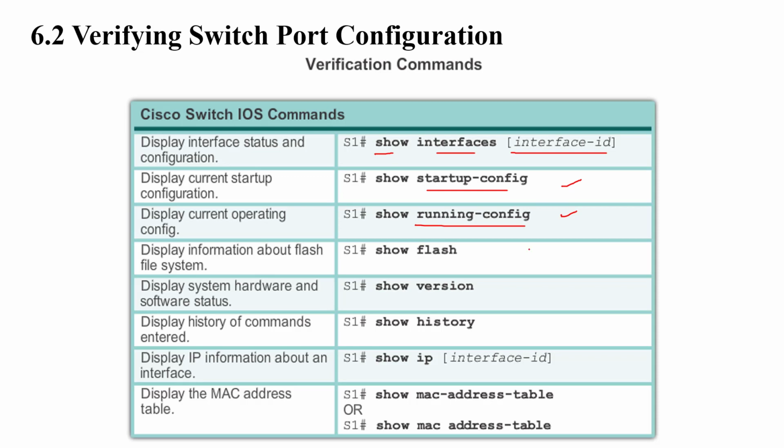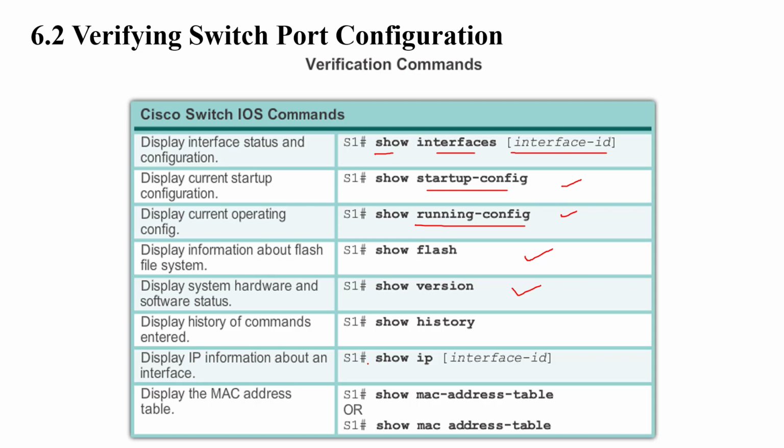Then show flash. This is the information which is available in the flash memory. Show version tells what the IOS version is. All these commands we will do in the next lab, that means before configuring VLAN, I will do all the commands in the switches. Then we will start VLAN, virtual LAN. That is the next concept.